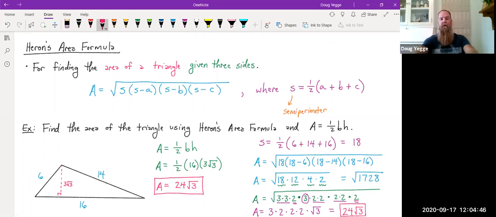So either way, Heron's area formula is the only way we're going to be able to solve for the area of a triangle if all we're given are all three sides of the triangle.